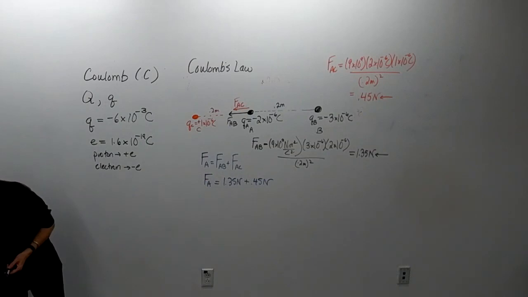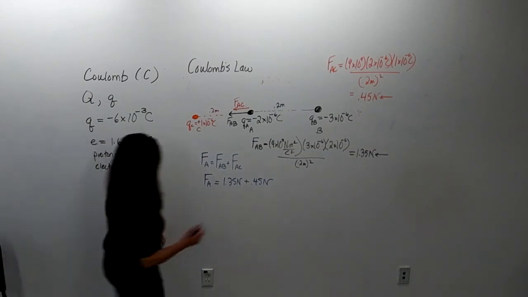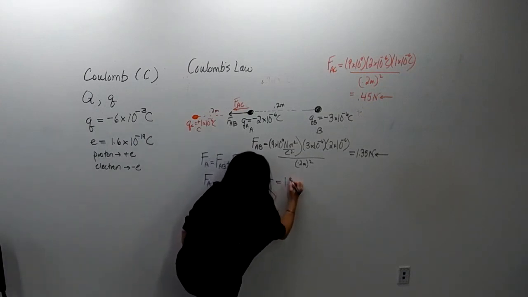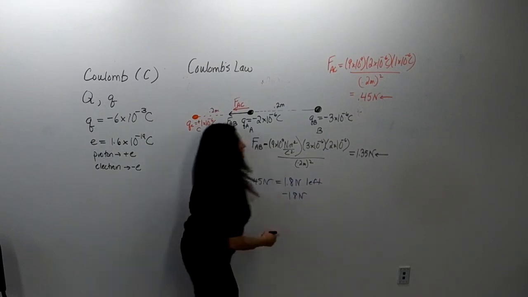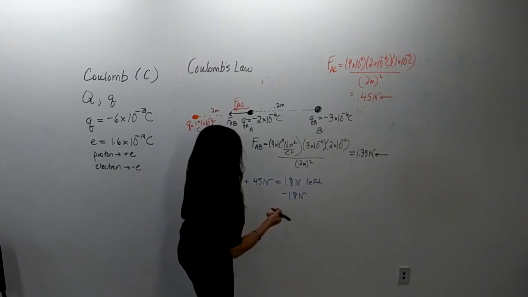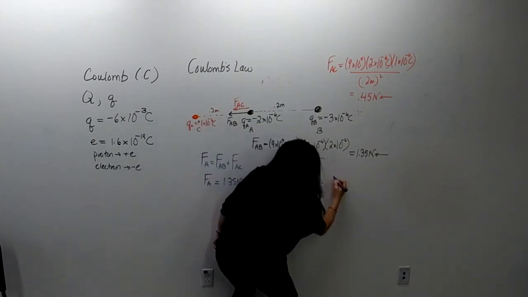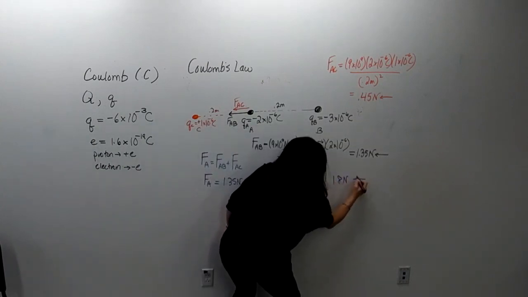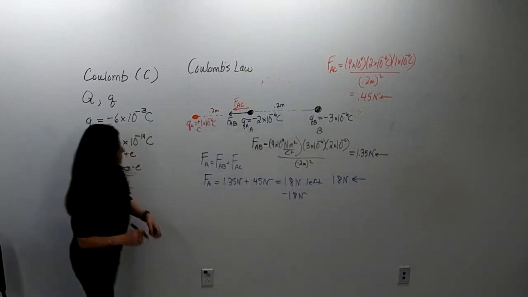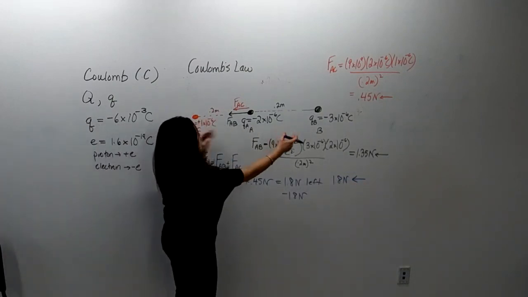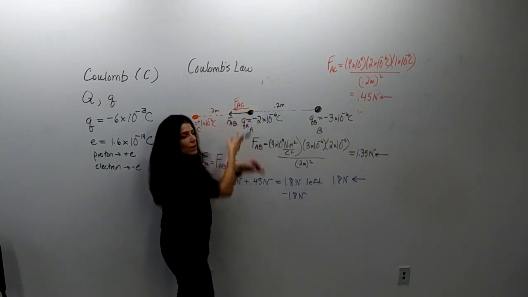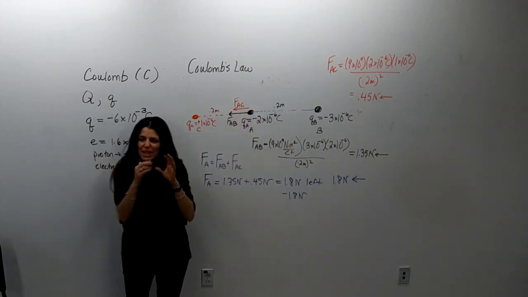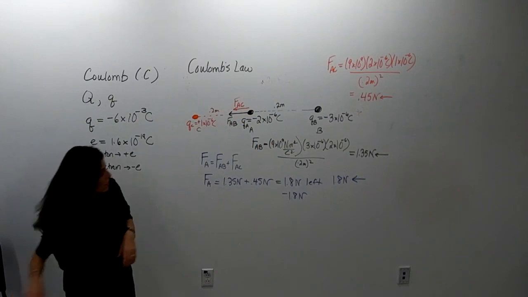So 0.45 plus 1.35 is 1.8. My answer is 1.8 newtons to the left, or negative 1.8 newtons if I defined left as negative and right as positive, or just 1.8 newtons that way. So these two charges together exert a force on QA, and we combine them just as if they were each their own little private pair of charges.